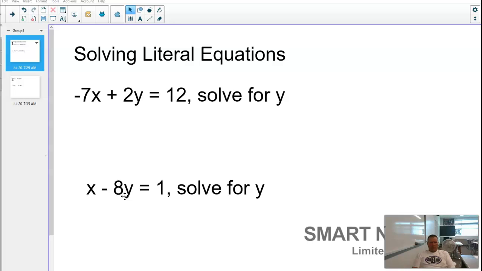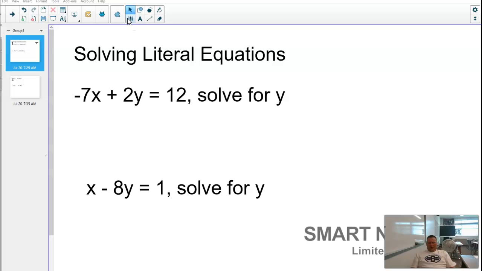Literal equations are when we've got more than one variable in there and we're solving for one of those variables. The reason why we can't solve it all the way is because we've got more than one unknown that we don't know. So here's a couple examples. I don't know x and y. This is a skill that's actually pretty useful, to be able to manipulate equations and move them around is really what we're doing here.